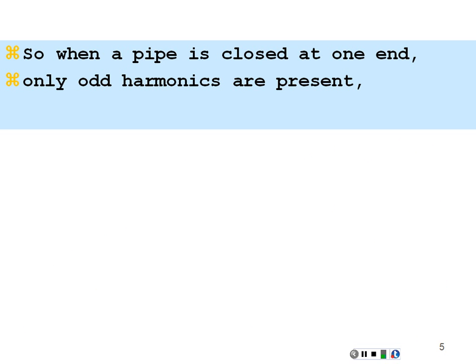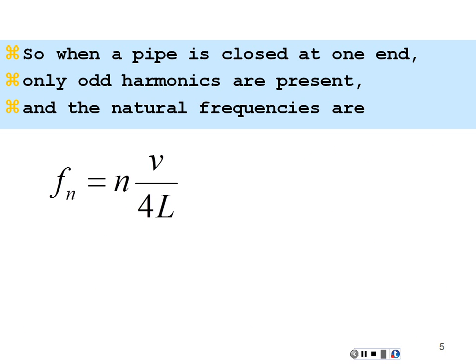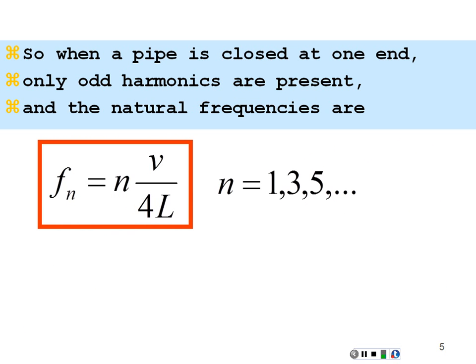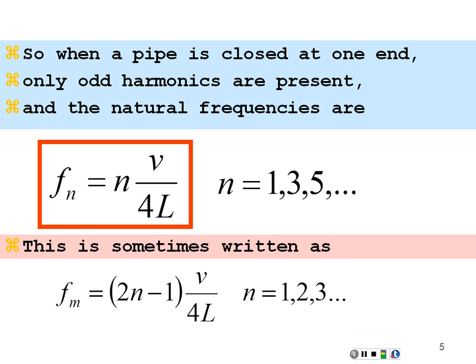The even harmonics disappear. And the natural frequencies are n times the velocity of sound divided by 4L, where n is an odd integer: 1, 3, 5, 7, 9, and so forth. Mathematically, a mathematician might express this as 2n minus 1 times velocity divided by 4L, where n is 1, 2, 3, 4, and so forth. But I think n velocity over 4L, and just recalling that n must be an odd integer, is easy to remember.